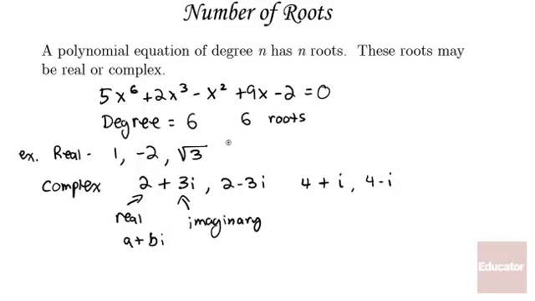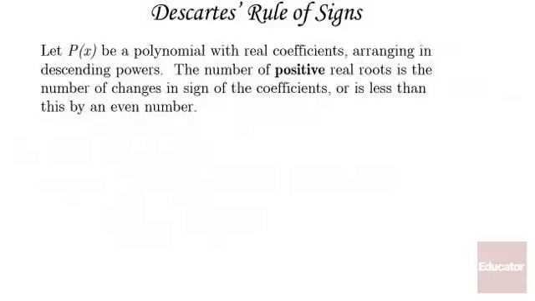However, I can determine at least some of that through using Descartes' rule of signs. There are 2 sections to this rule. The first section helps you determine the possible numbers of positive real roots. Then we'll talk about determining the possible number of negative real roots. So first, just looking at the positive real roots. If we let p of x be a polynomial with real coefficients, so no imaginary coefficients, just real coefficients, arranged in descending powers.